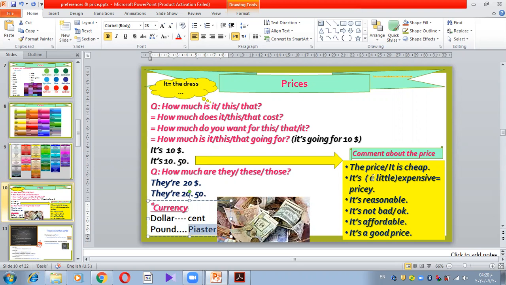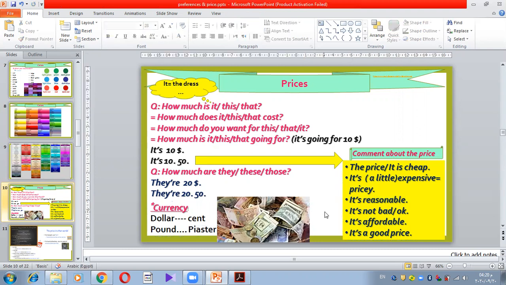It means you find that the price is not reasonable. It's reasonable, it means it's okay. It's not bad, or it's okay. It's affordable, it means I can pay. It's a good price. These are different phrases that you can use as a comment about the price.